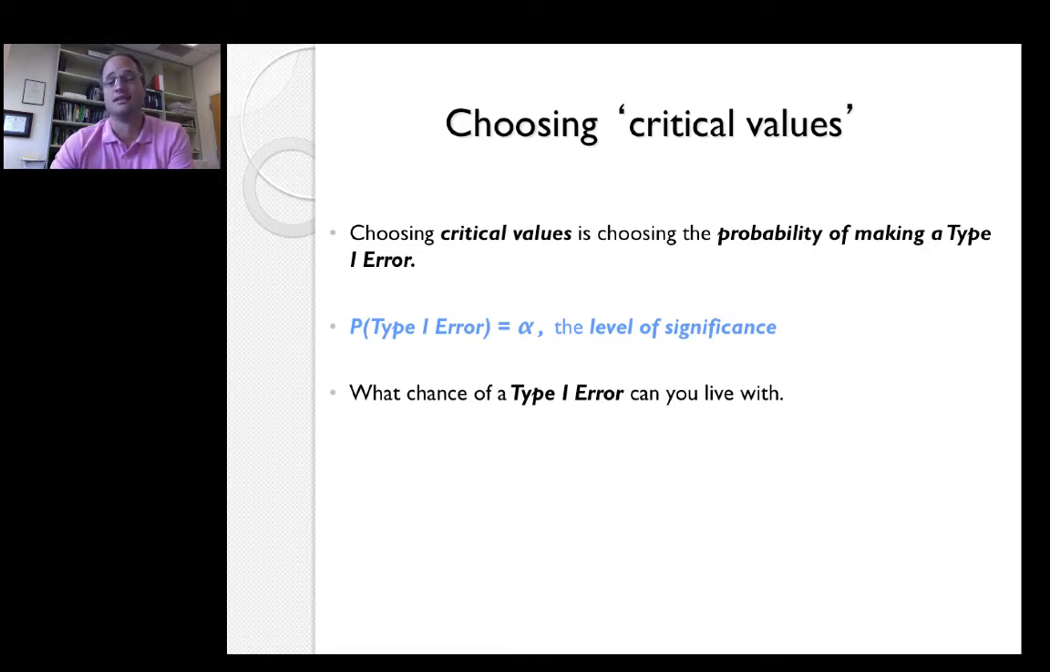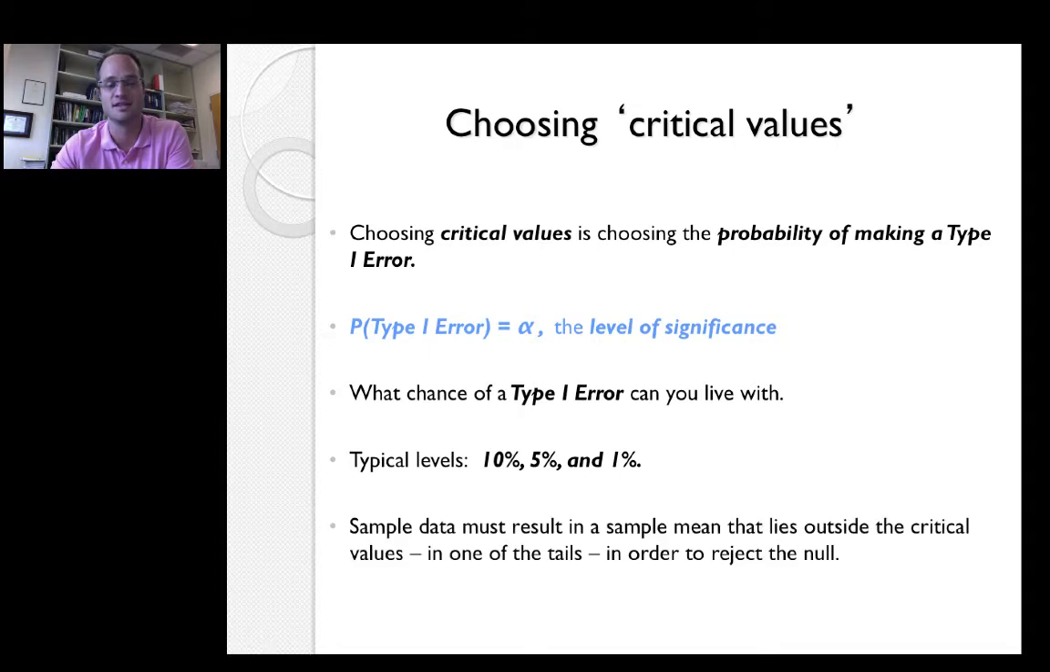What chance can we live with? What do we want to constrain alpha to be? The typical levels are 10, 5, and 1 percent, which correspond to 90, 95, and 99% confidence, with, by and large, the 5% or 0.05 alpha being the most frequent, the 95% confidence level.